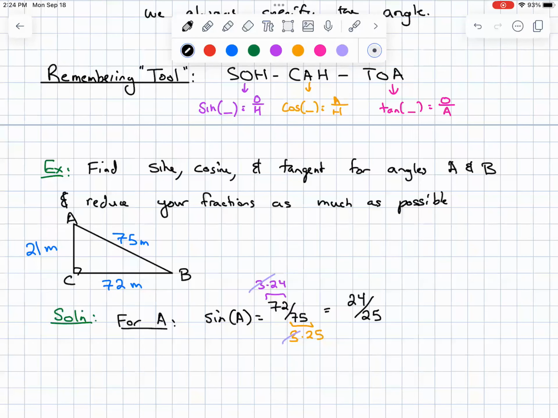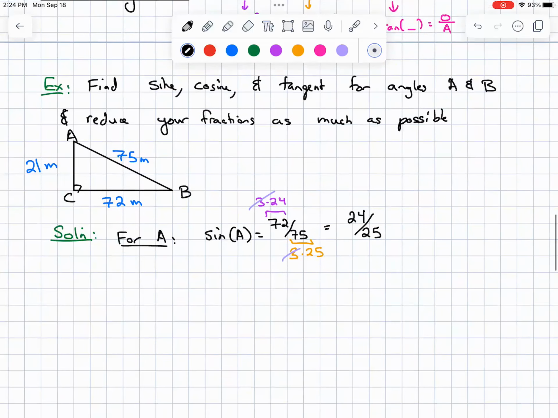Where did the 24 and 25 come from? So I knew what the factorization of 72 and 75 were. I knew that they had a common factor of 3. That's the only reason why. But you could just as easily, I've seen students do this, take 72 over 75 and divide the numerator and the denominator by 3, and that will reduce it down to 24 over 25. Either way is fine.